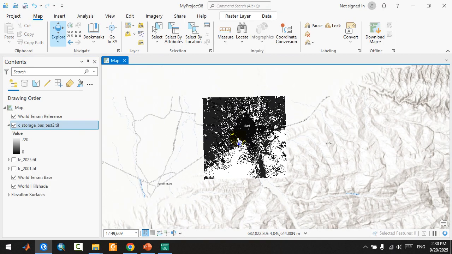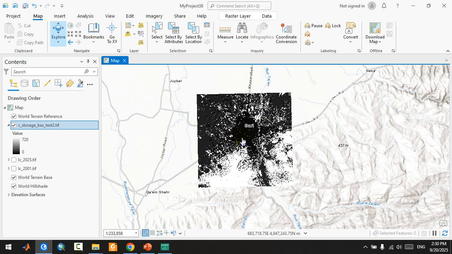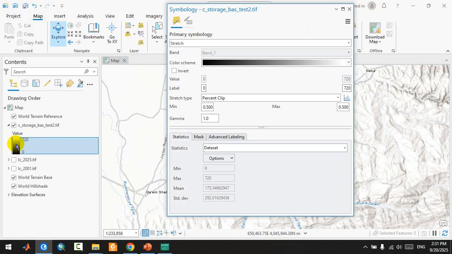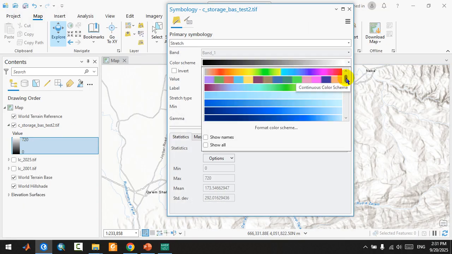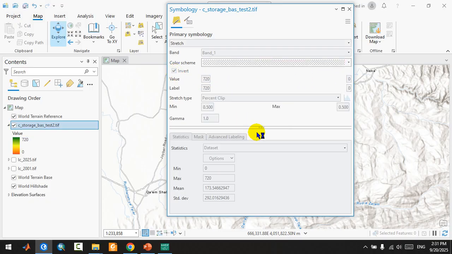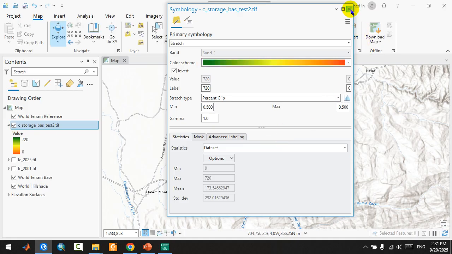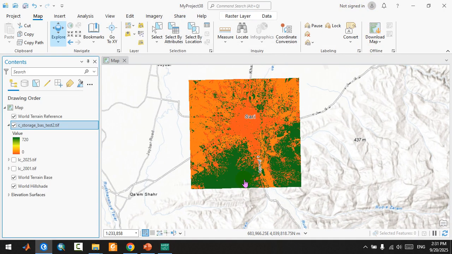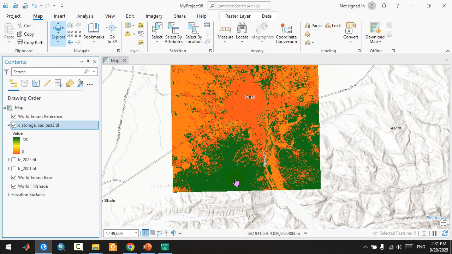Okay, in the 2001 baseline year, the range is 0 to 720 metric tons of carbon storage per hectare. Okay, about the color standard, there is high carbon storage in the forest.